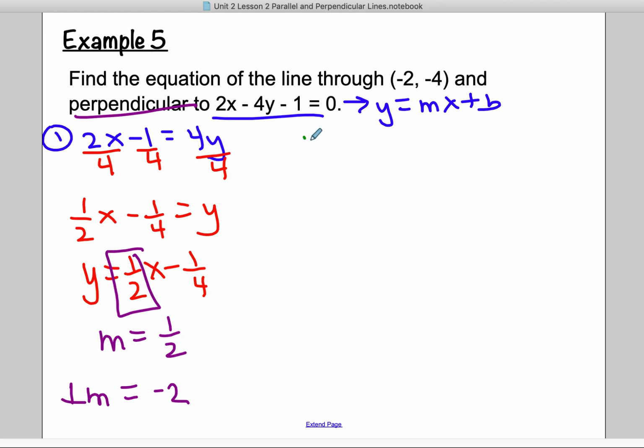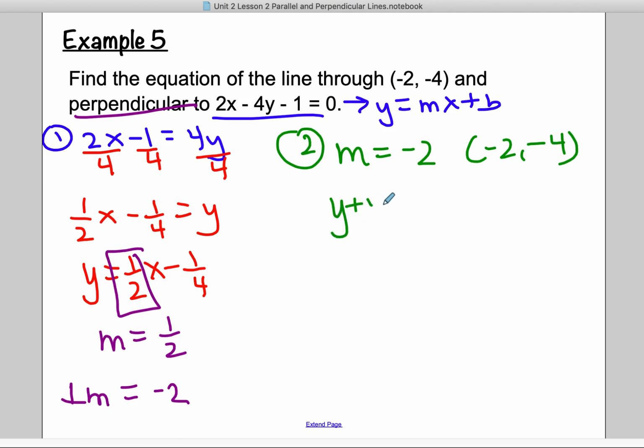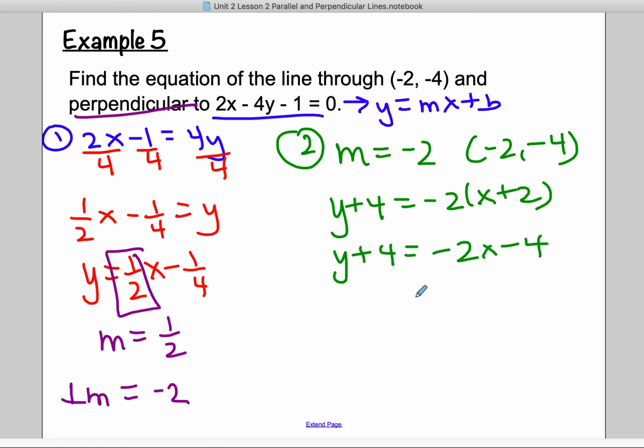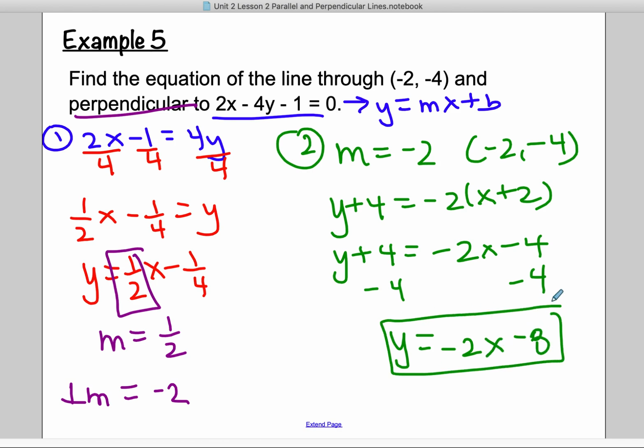And now step 2 is to take my new slope and my point and plug it into point slope form. So I have y minus a -4 equals -2, my slope. Then I have x minus my x value, so plus 2. So y plus 4 equals -2x minus 4. I would subtract 4 to the other side to get y by itself, and so y equals -2x minus 8. And that is my answer for example 5.